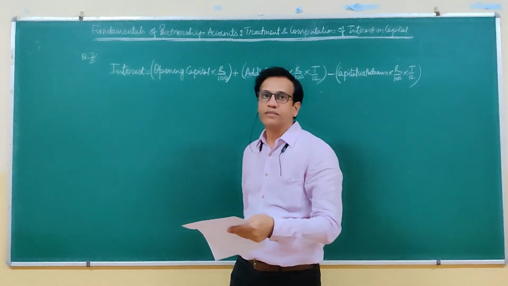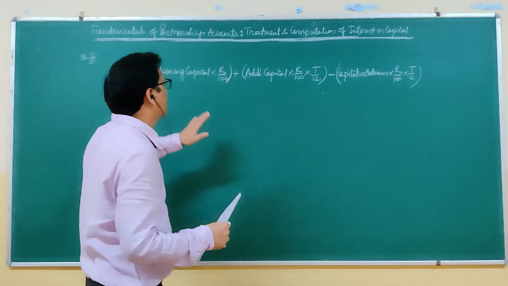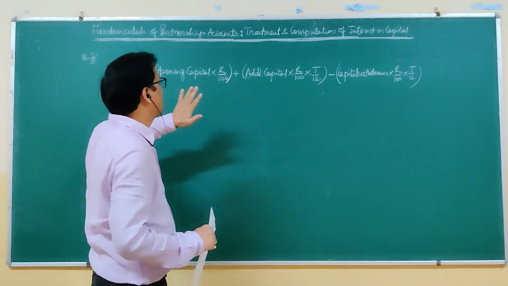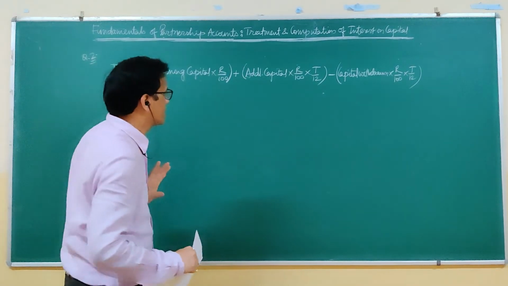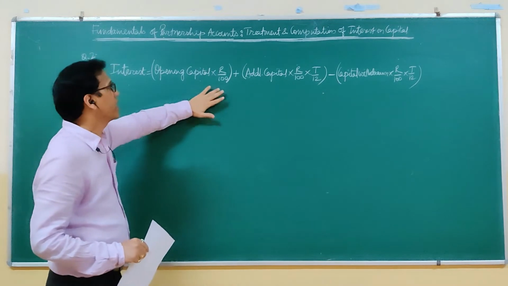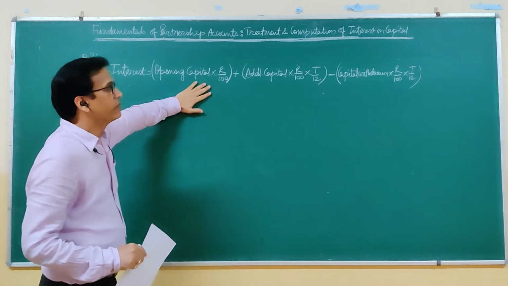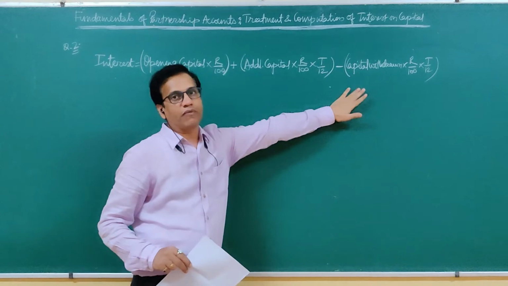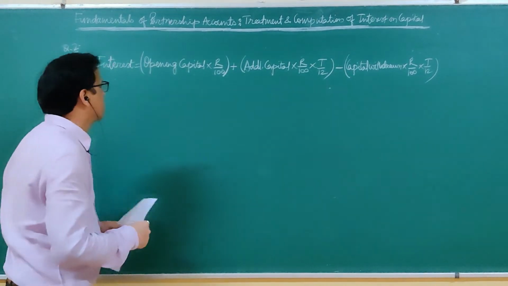So in this question, we will use this formula in expanded form. There are two methods to calculate the interest here. First is this formula. In this formula, opening capital, additional capital, capital withdrawn, these three information are given. So let's calculate.